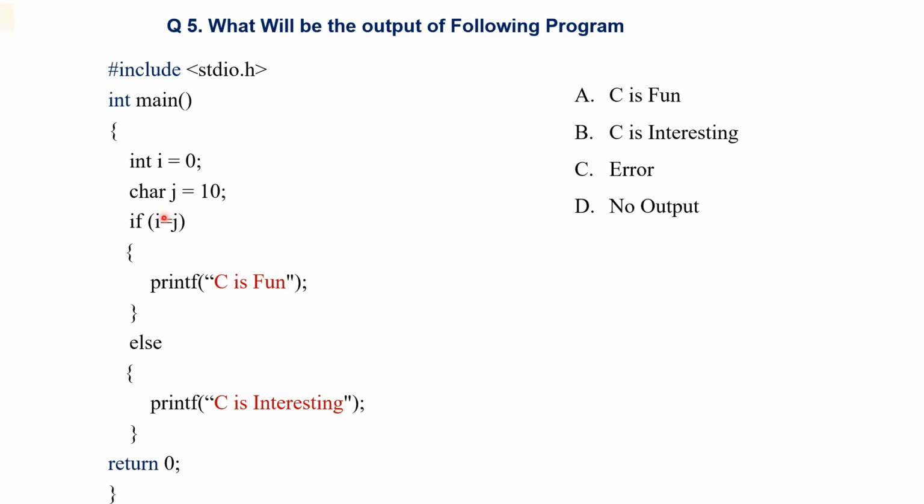And this condition, this value in brackets, will be equal to 10, and we know that any non-zero integer value is treated as a true value. So hence this condition becomes true, and hence the statement after if will be executed, that is this statement will be executed, and because of this the output will be C is fun. So hence the correct option for this program is option A.